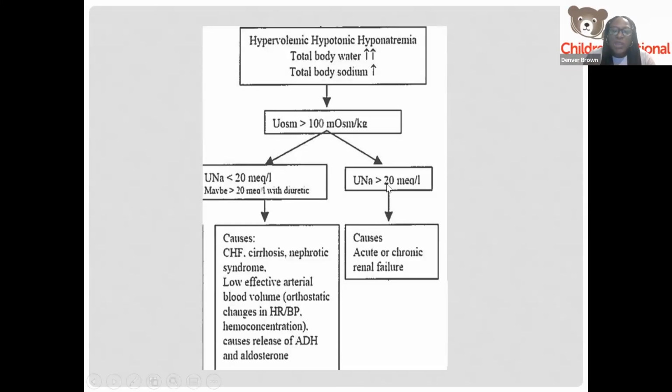If the urine sodium is greater than 20, the kidneys are not functioning correctly, and we see this in cases of acute or chronic renal failure. Again, this is where the kidneys aren't functioning right. It's losing salt and water. You're losing salt in your urine, but you're holding on to much more water than you are salt, which is what causes you to be hyponatremic, but hypervolemic on exam.